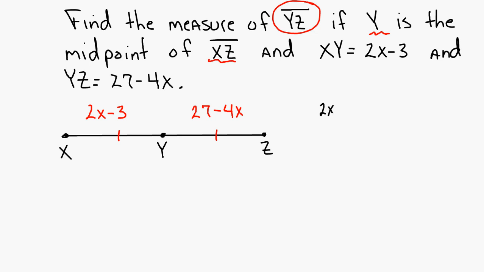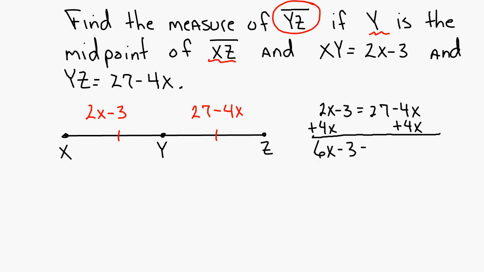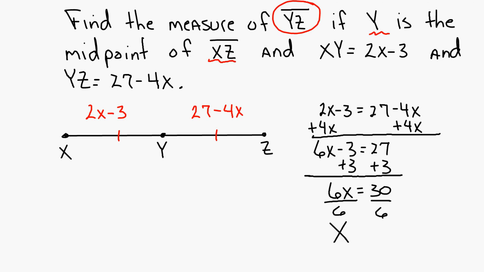So your 2x minus 3 equals 27 minus 4x. I would move the 4x. So 6x minus 3 equals 27. Add 3 to each side. So 6x equals 30. And then divide by 6. Your x equals 5.